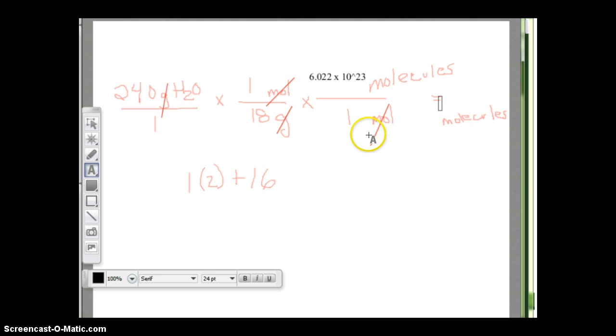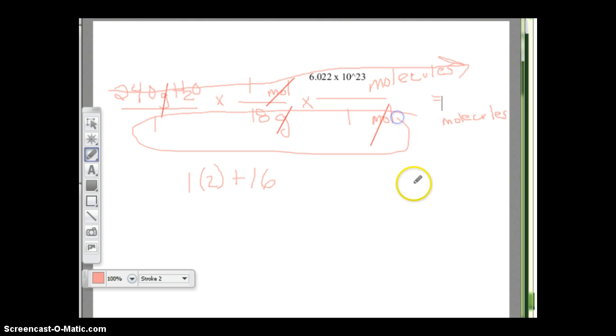And hopefully you remember that each mole has 6.022 times 10 to the 23rd molecules. So you put this in your calculator: 240 times 1 times 6.022 times 10 to the 23rd, then divide by everything on the bottom. So divide that answer by 18. When you do that, your answer is 8.01 times 10 to the 24th molecules. Put it in your calculator. Make sure you get that answer. If not, try again. If not, see me for help.